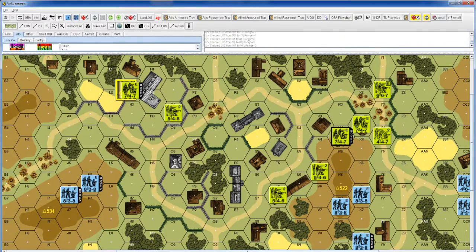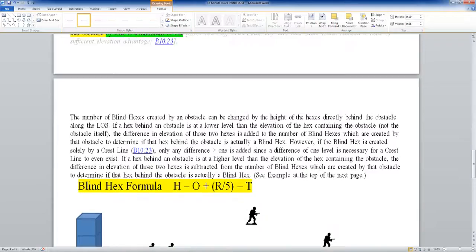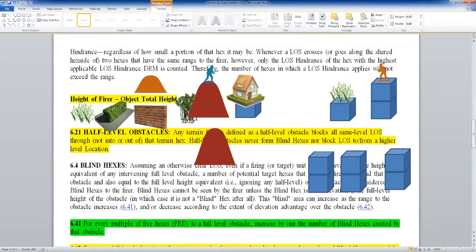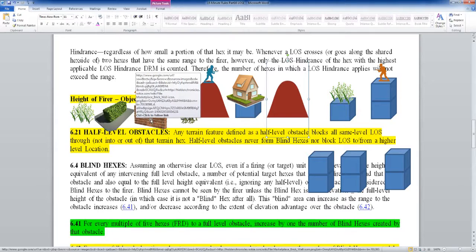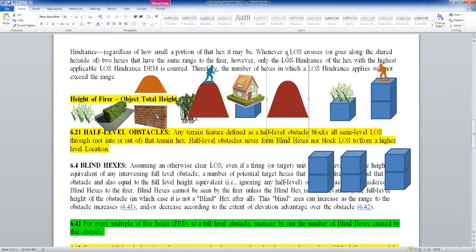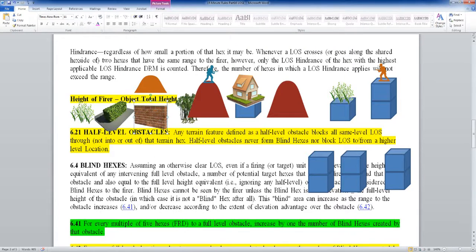So a couple things for this episode is just think about getting up higher so that you can get rid of all of these different half-level obstacles that could be causing major problems in line of sight. Once you get up higher, half-level obstacles never form blind hexes nor block line of sight to or from a higher level elevation. Let's put that in green because that is very, very important.